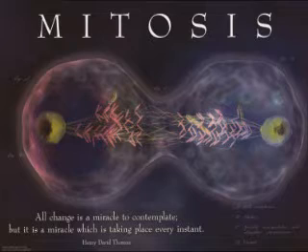Mitosis is a very important process in many organisms. Mitosis is composed of 4 stages in which cells asexually reproduce by splitting. These stages include prophase, metaphase, anaphase, and telophase.